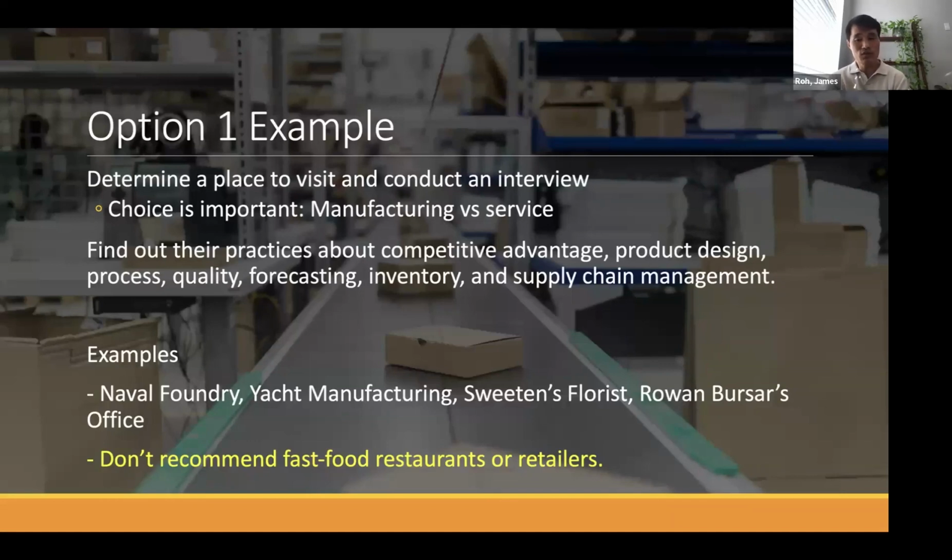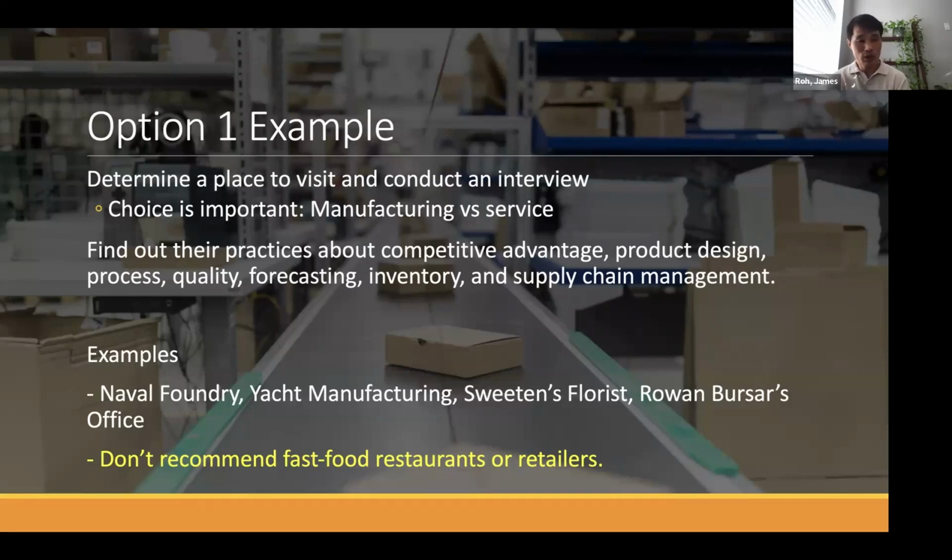Another group did a florist business. They had this delivery issue, and how they are doing the business was dealt with. Another student group did Rowan's bursar's office because they have enormous work to do, and how they are managing all their processes was reported. I typically don't recommend fast food restaurants or retailers because the information is just floating on the internet and it's not that interesting because we all know how it is being done.